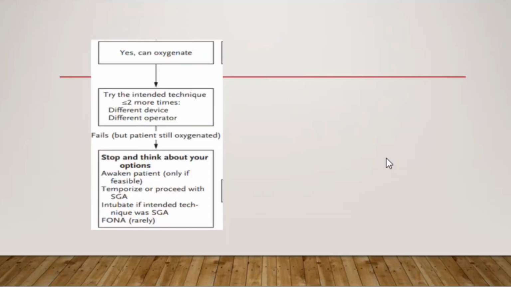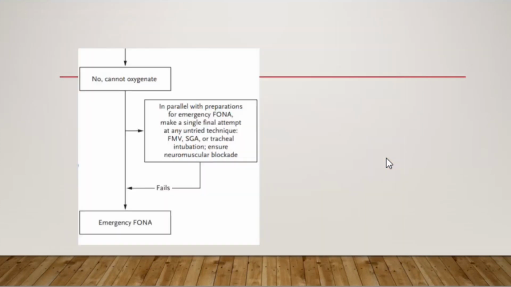The 2022 ASA guidelines say that in parallel, before proceeding to front of neck access, you prepare for emergency front of neck access and make a single final attempt, if there is any untried technique, like if you have not tried proper face mask ventilation, supraglottic airway or tracheal intubation, and always ensure there is a proper neuroscope pocket. If it still fails, then you go for front of neck access.